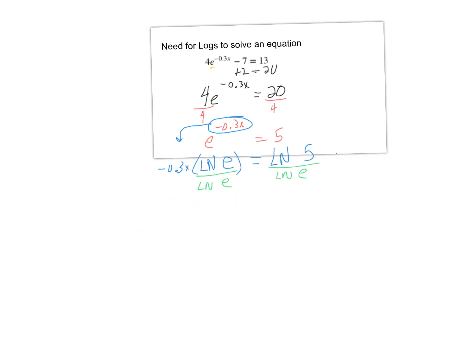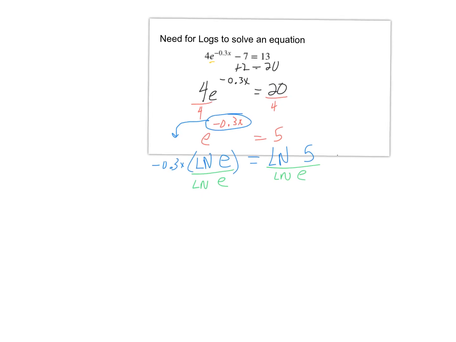Okay, so I'm going to shrink this. Okay. So you're going to have negative 0.3x is equal to natural log of 5. Yes, you threw my phone at me. Thank you. Okay. The fun of teaching math with a 2-year-old running around is so fun.